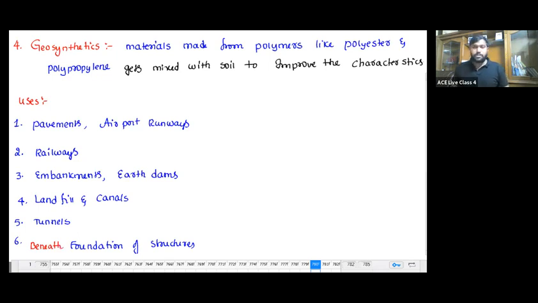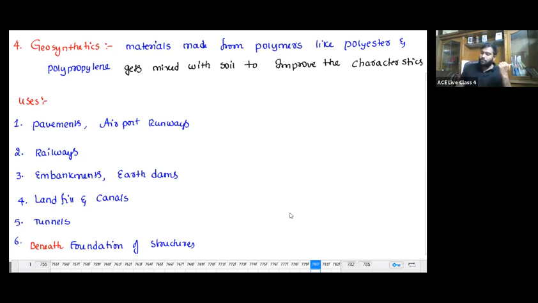Beneath the foundation of the structures. Okay, so geosynthetics. Geosynthetics are materials made from polymers like polyester and polypropylene that get mixed with the soil to improve its characteristics. So these are the places where we are going to see them. And what are the functions of geosynthetics, sir?